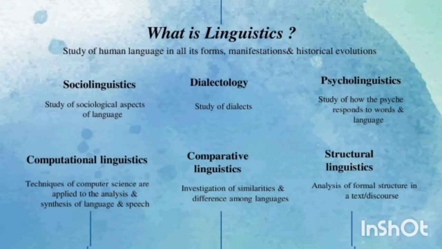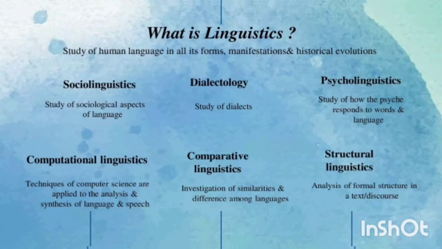And linguistics is the study of language in all its forms, manifestations, and historical evolutions. There are several branches in linguistics, like sociolinguistics, dialectology, psycholinguistics, computational linguistics, comparative linguistics, and structural linguistics. Sociolinguistics is the study of sociological aspects of language, dialectology is the study of dialects, and psycholinguistics is about how the psyche responds to words and language.